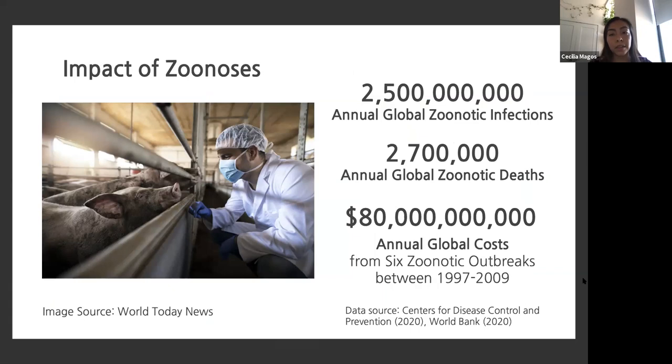The CDC estimates that there are over 2.5 billion annual cases of zoonotic infections, resulting in 2.7 million annual global deaths. And the global cost from six zoonotic outbreaks between 1997 and 2009 was over $80 billion. In the US, avian influenza has led to losses of $3.3 billion in related industries and led to the cull of nearly 50 million birds, which affects our vaccine development. And it is also estimated that 80% of known potential pathogens likely to be used in bioterrorism are of zoonotic origin. So we definitely expect these numbers to rise without any proper intervention.